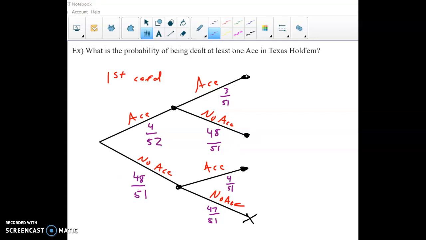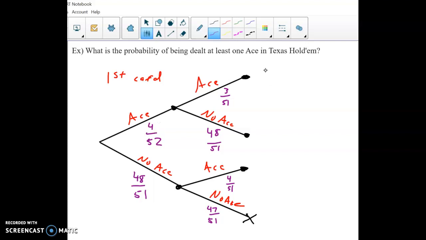So this dot up here is getting an ace and an ace. This one would be getting an ace and no ace. This would be no ace on the first card, ace on the second card. So see if you can just do this first dot. Maybe pause the video and see if you remember how to do an "and" probability. Okay, so the answer is for "and", you're going to multiply the individual ones.